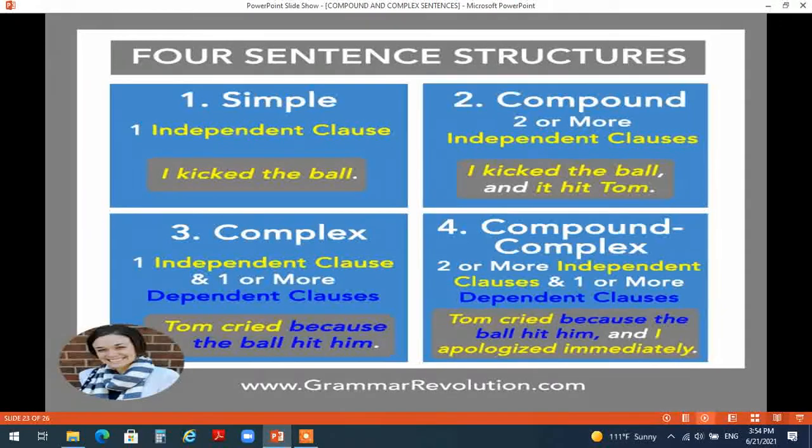Tom cried will be the independent clause. Because the ball hit him, this is the dependent clause. Regarding the fourth type of sentences, which is called compound complex sentences, they are made up of two or more independent clauses and one or more dependent clauses.